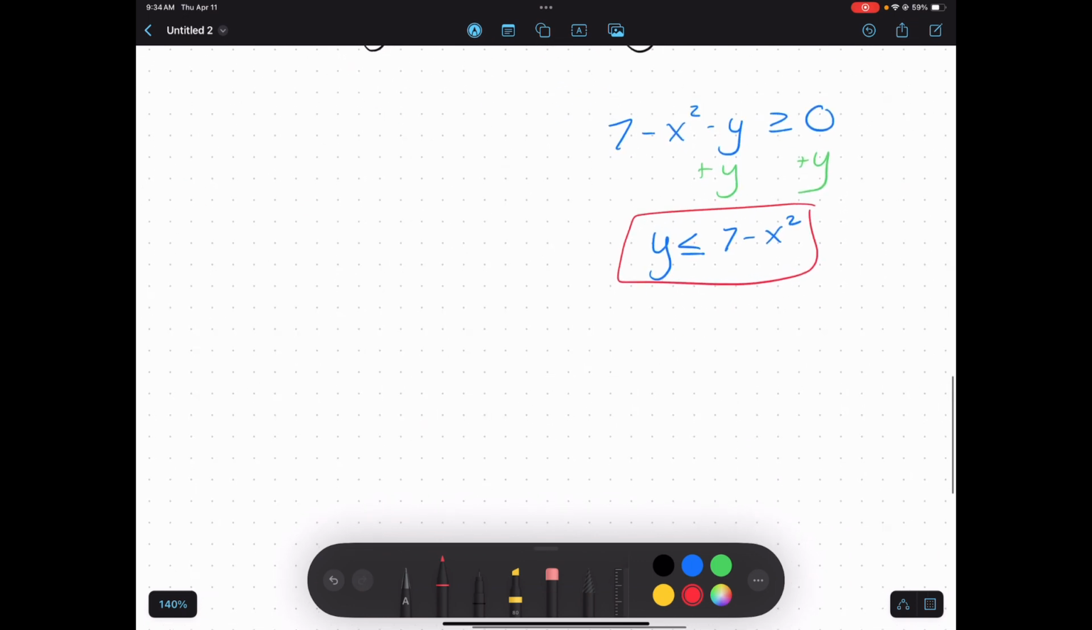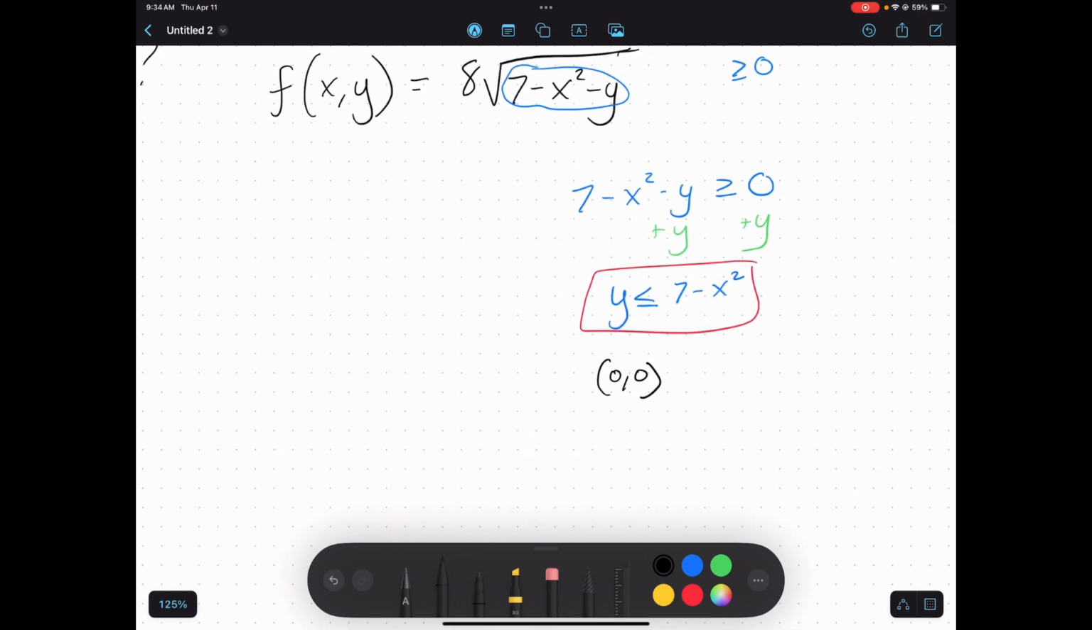So if I wanted to test a few out, let's try the pair 0, 0. Is that in my domain? Well, if I plug this into my domain, not my function, I get 0 is less than or equal to 7 minus 0 squared. Is that true? Absolutely, that's true. So 0, 0 would be part of my domain.